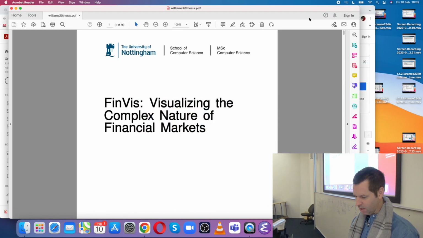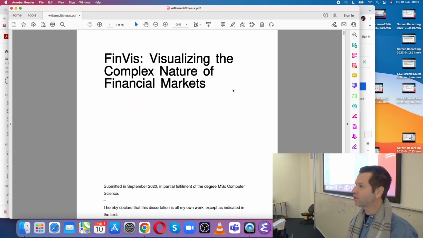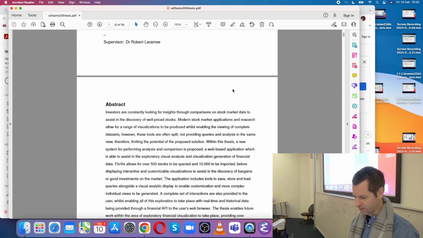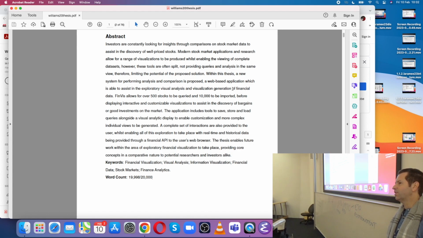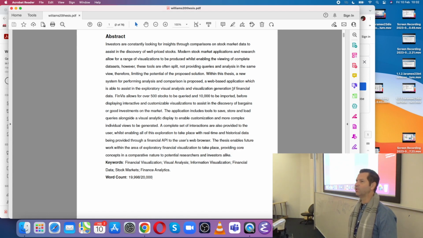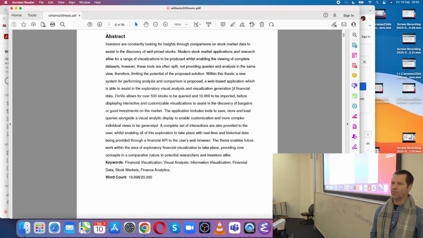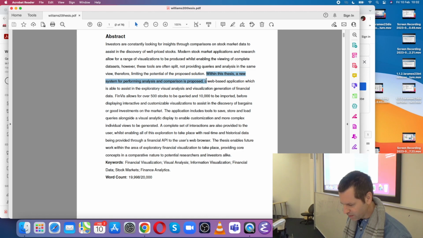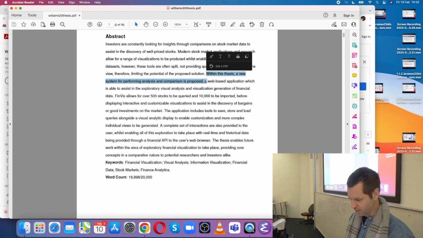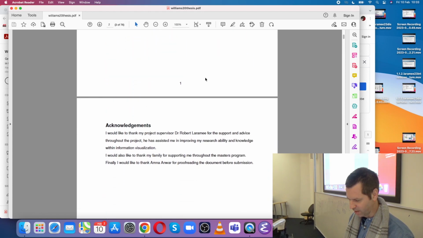So, the first one is on visualization of financial data, right? That's what it's about. And the abstract, in my opinion, is good because it's saying pretty clearly what he's trying to do and what's interesting and maybe novel with his approach, right? It's pretty clear he wants to do some comparison of financial assets, right? So it's a new system for analysis and comparison of financial assets.